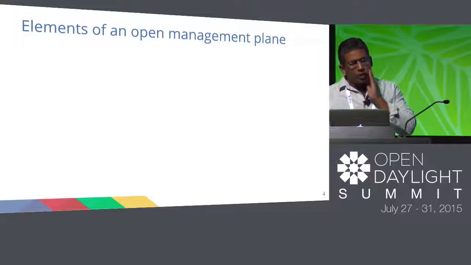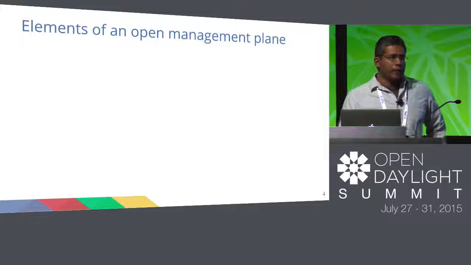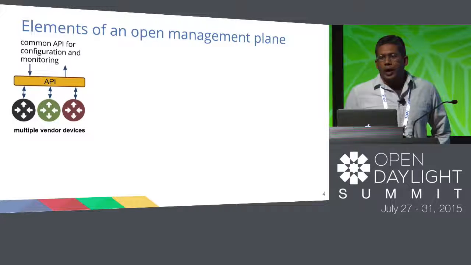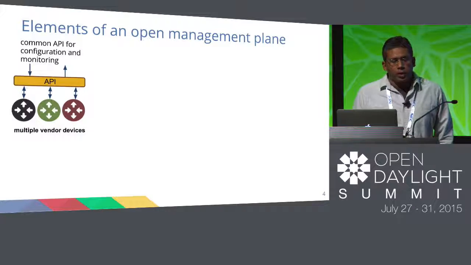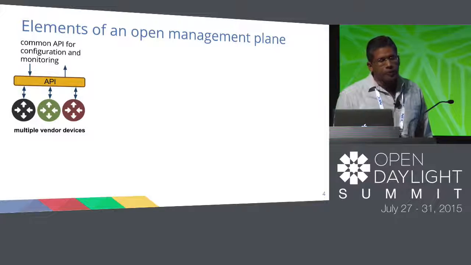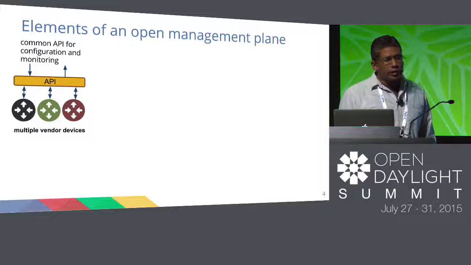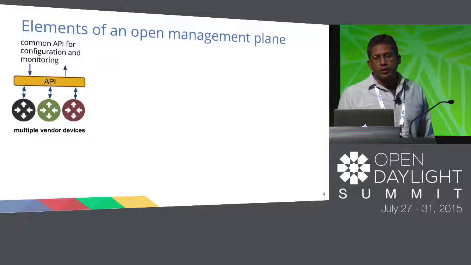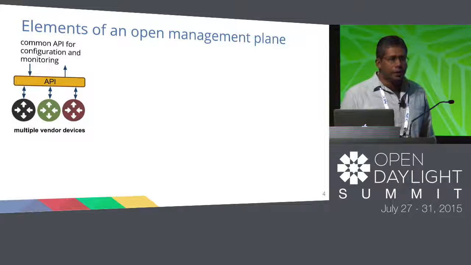So what would an open management plane look like? We've talked about where we are today. An open management plane, in our view, has three primary components. One is a common API. I said we lacked this before for configuration and for monitoring. This API would work across vendor devices, so it doesn't matter what vendor device I'm using. I can use the same API both to configure the device and to read data from the device.